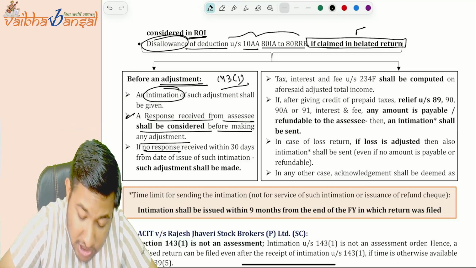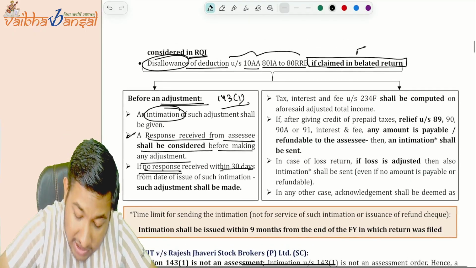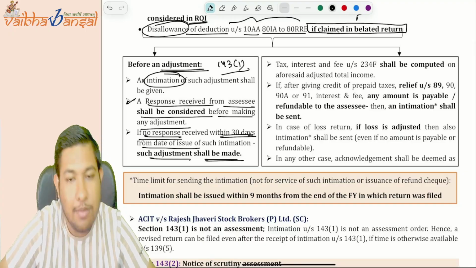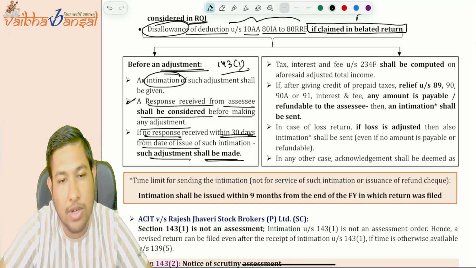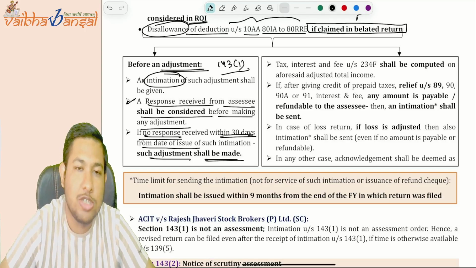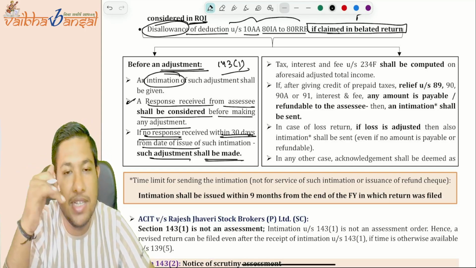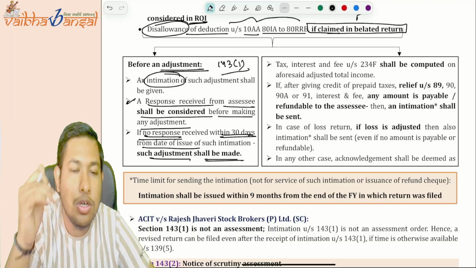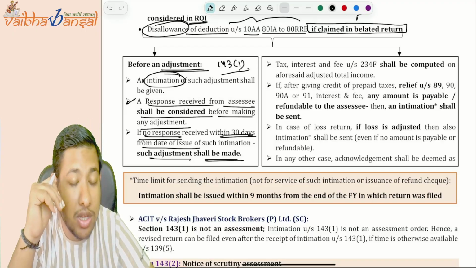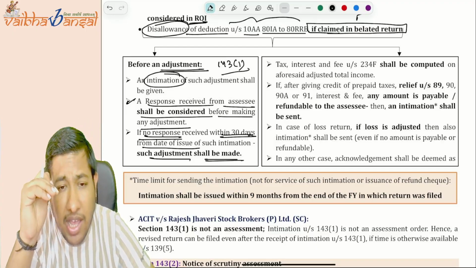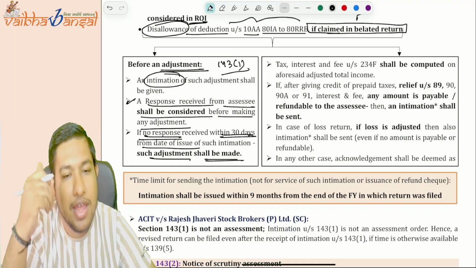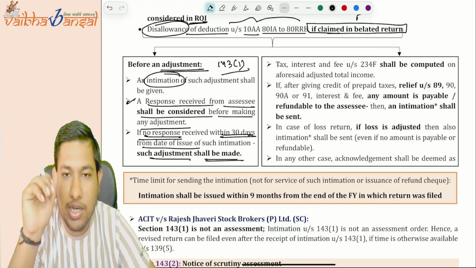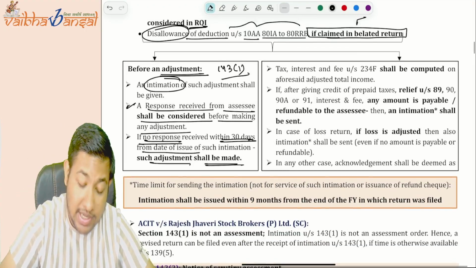But if the response is not received within 30 days from the date of issue of such intimation, such adjustment shall be made. Whatever adjustment is found by the intimation will be made in your return. If a refund is due, it will be given to you. If there is excess tax liability to be paid, it has to be paid, and the notice of demand should be raised on you. Understood or not? Now, what else can they do?